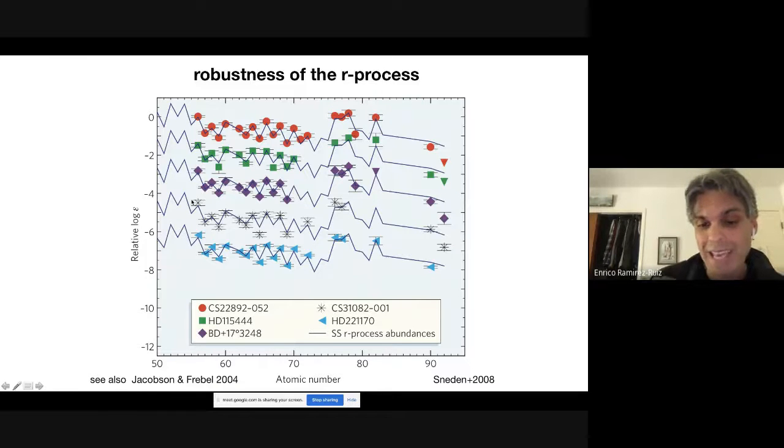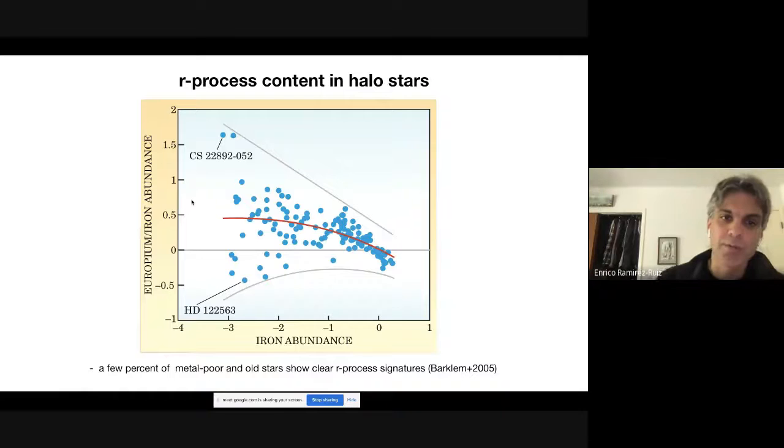So what we call the heavy r-process, we now know observationally that it has been extremely robust, and the ratio of element to element is incredibly robust. The normalization can change, which is the total amount of mass. So for example, I'm going to show you this Newton star, which is here. So this is the europium abundance.